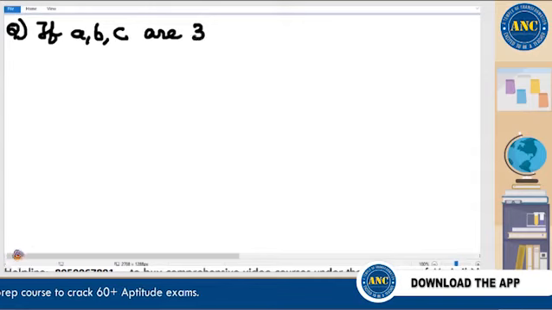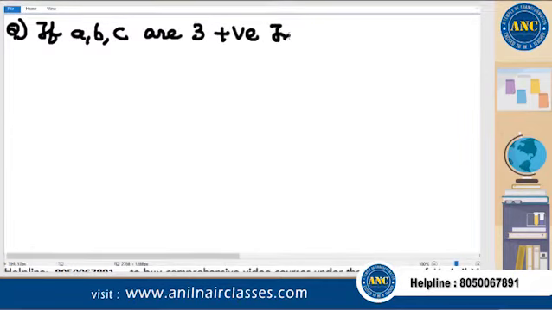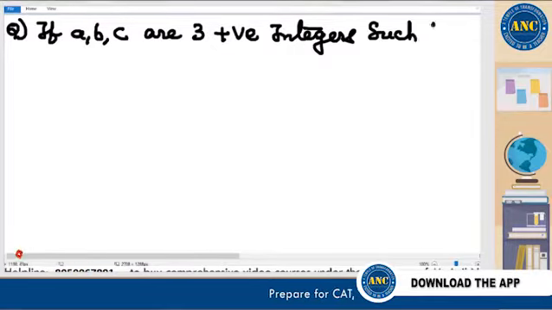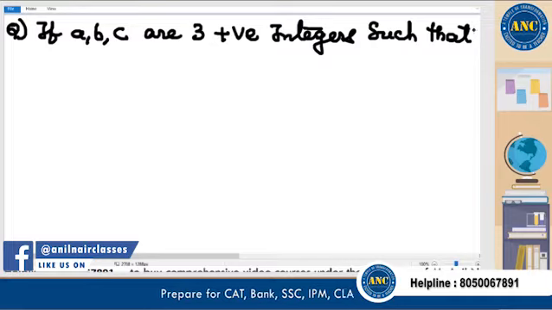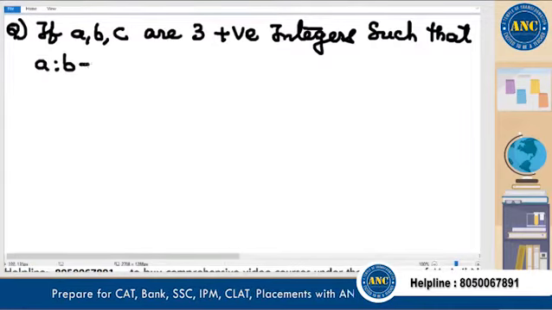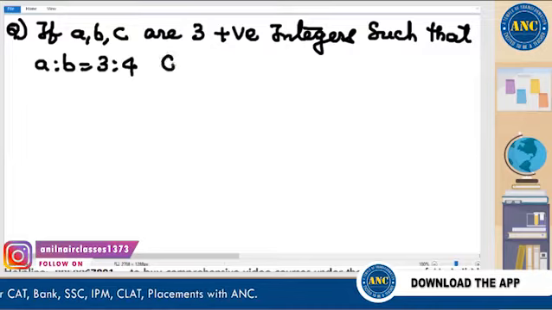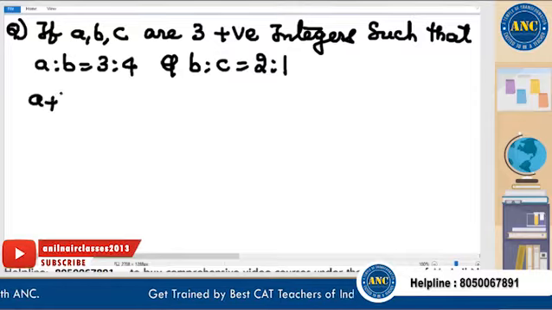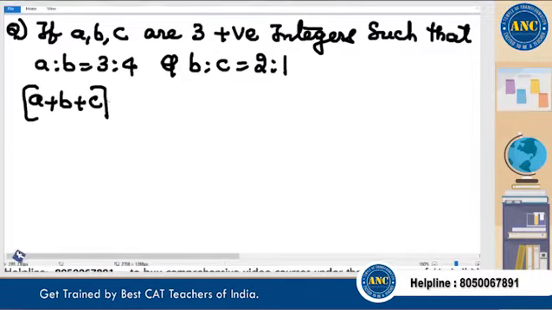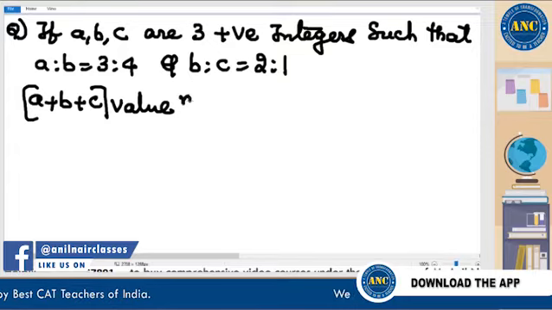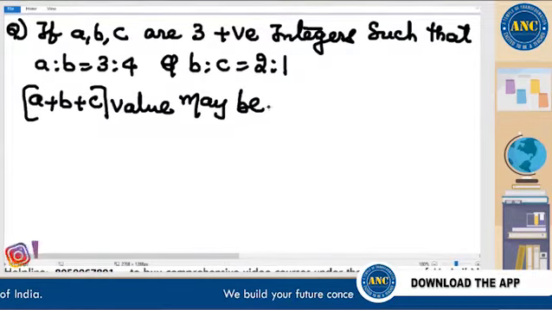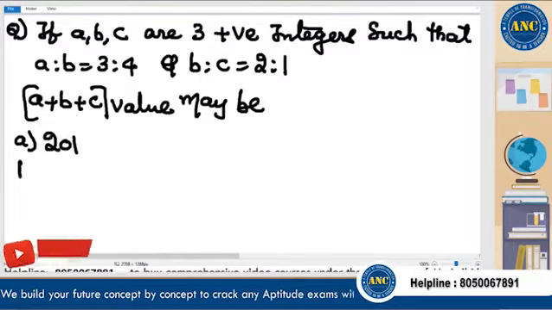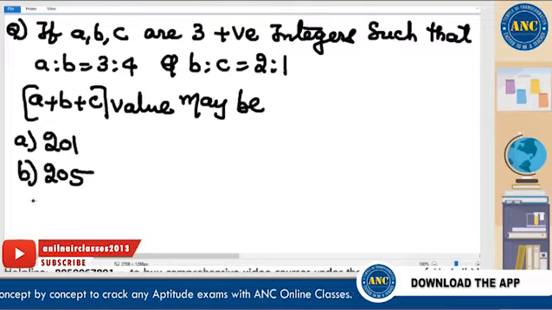If A, B, C are three positive integers such that A is to B is 3 is to 4 and B is to C is 2 is to 1. Question is find the value of A plus B. Value may be. Options: 201, 205.